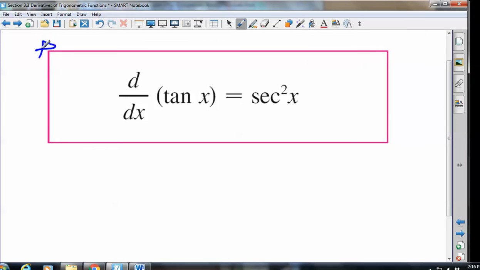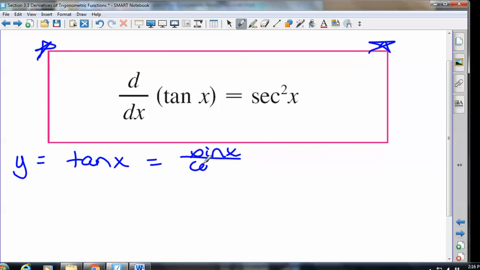The derivative of tangent is secant squared. Now this one, if you know sine and cosine, if you forgot any of the others on the test, you could actually figure them out pretty easily. Because tangent is what? Sine over cosine. So if you forgot the derivative of tangent, you could change it to sine and cosine and do your quotient rule. So low d high, what's the derivative of sine?